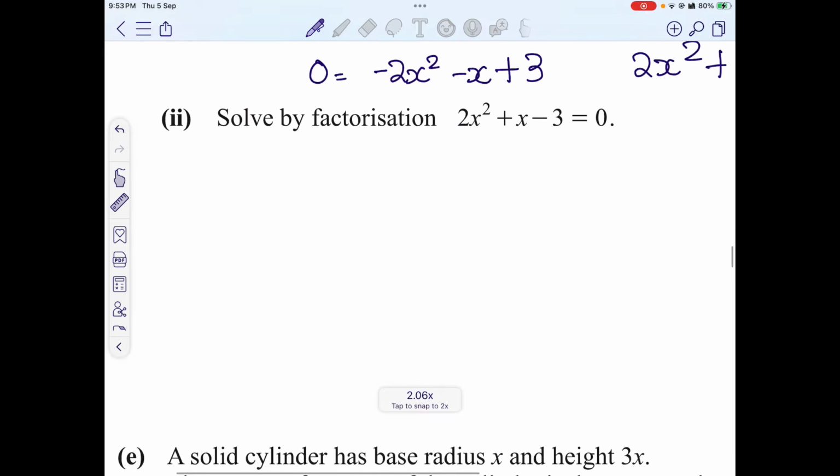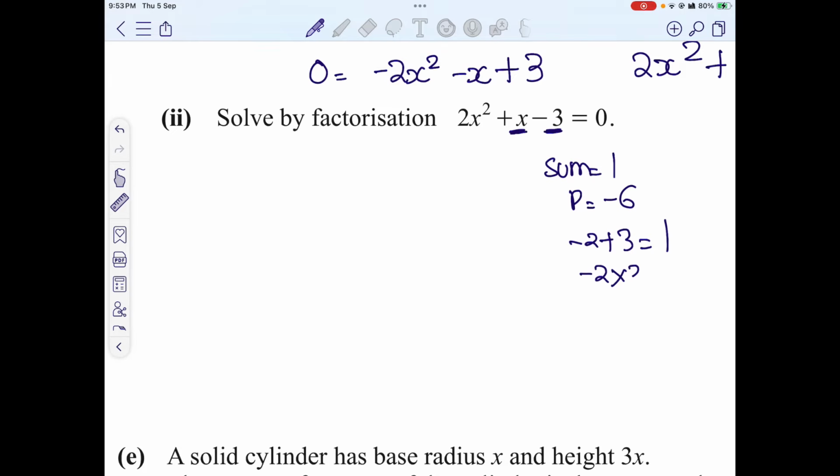Solved by factorization. Now in factorization, what you have to do is find two numbers whose sum is the coefficient of x, which is 1. So the sum should be 1. And the product should be negative 3 into negative 2, which is negative 6. Now if I check, negative 2 plus 3 gives me 1, and negative 2 into 3 gives me negative 6.